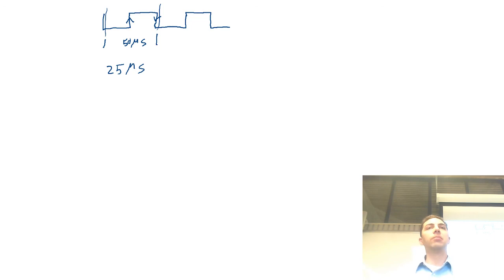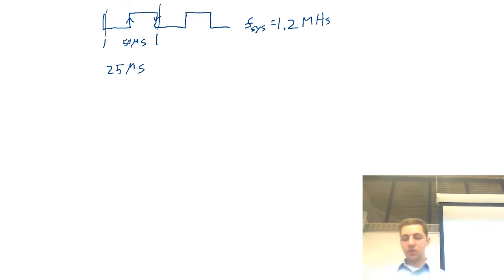In order to solve this problem, you need to know what your system clock frequency is. So let's assume that we're running at a system clock of 1.2 megahertz. We can attack this problem in a couple of different ways. We can do it all algebraically, then solve once, but let's just find some numbers here. If our system clock frequency is 1.2 megahertz, the period of our system clock is 1 divided by 1.2 megahertz.